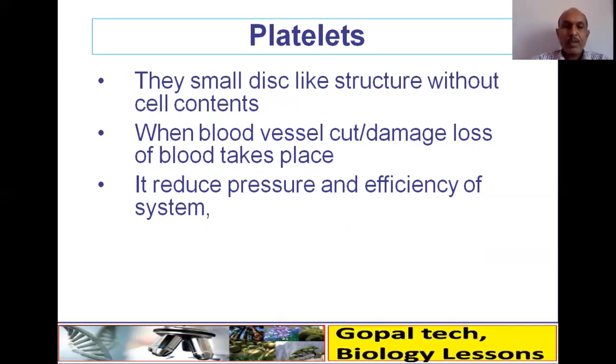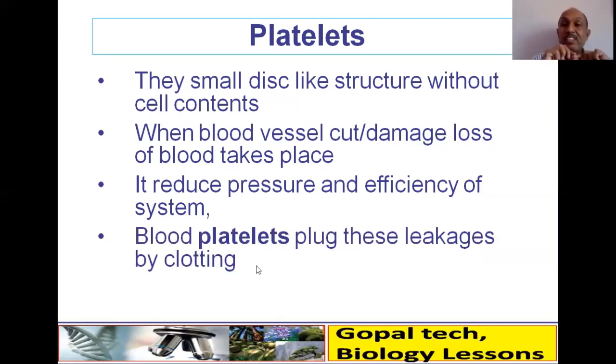So therefore the blood platelets plug these leakages. Where the cut has happened, they plug that leakage, pack it, and that process is called blood clotting or coagulation. So what happens with blood clotting? It will maintain the blood pressure and reduce or prevent the loss of blood from your body. So this is the repairing system in our circulatory system. Very, very important question.